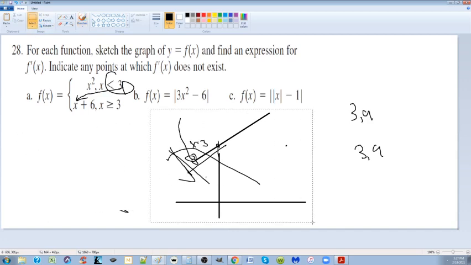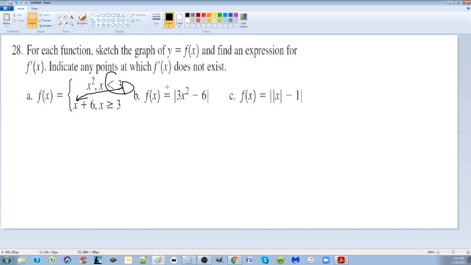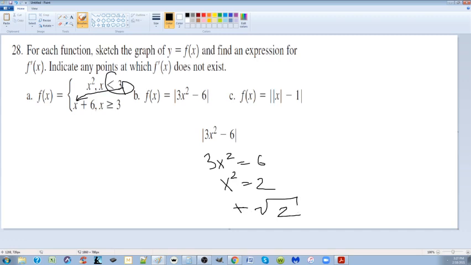This one, I can tell you right off the bat, also does not have a derivative, because if you look at this graph, this is how you graph it. Find the vertex of this. The vertex is going to be 3x squared is equal to 6, x squared is equal to 2, x is equal to the square root of 2. If you graph this, you're going to see something where the derivative on one side is just the content, and the derivative on the other side is the content with a negative in front of it.